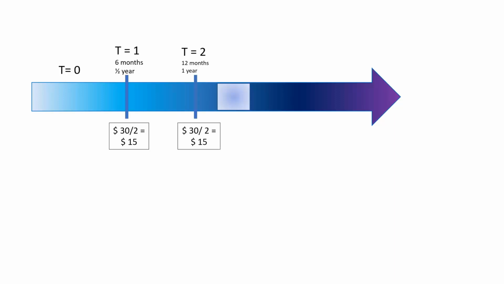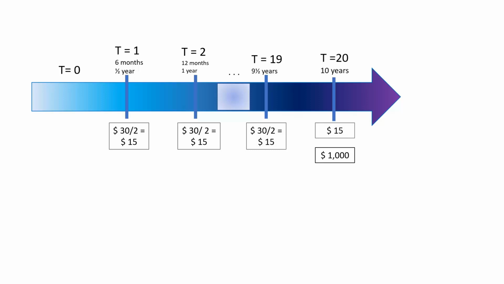In 12 months or 1 year, at time t equals 2, there will be another coupon of $15. And this will continue until we reach the 19th period from now, which is 9.5 years, of $15, and the 20th coupon will accompany a face value. Redemption of the bond is done in 20 periods from now, or 10 years.